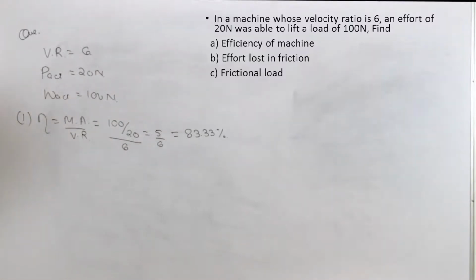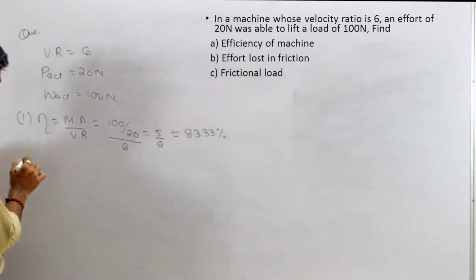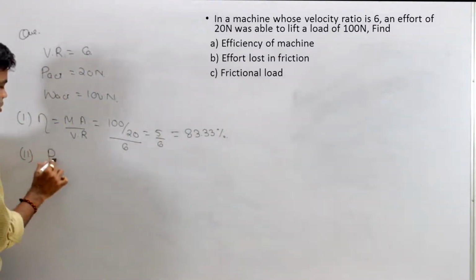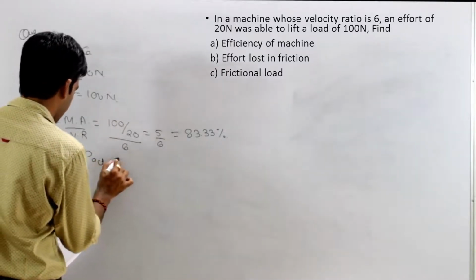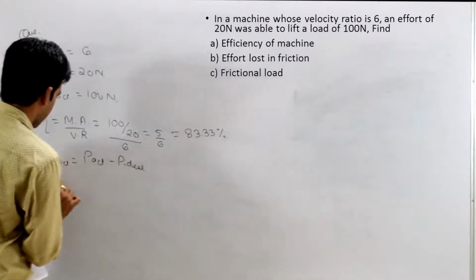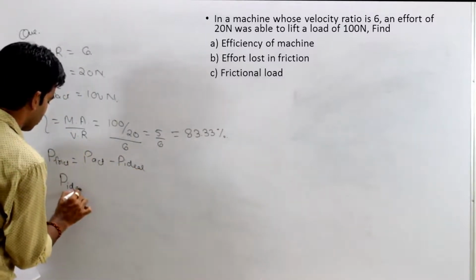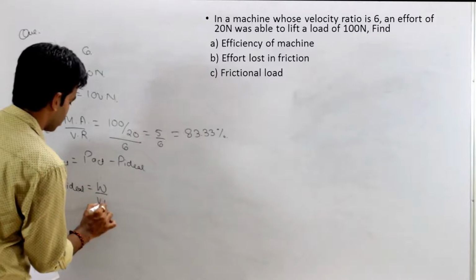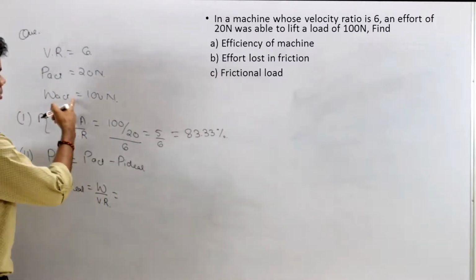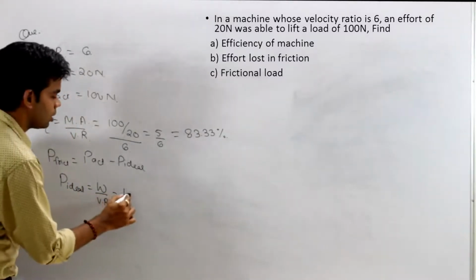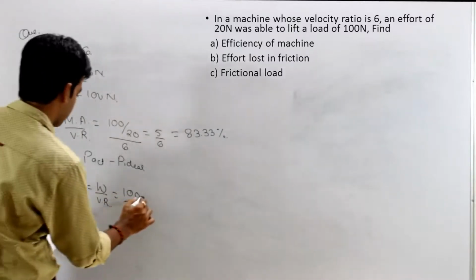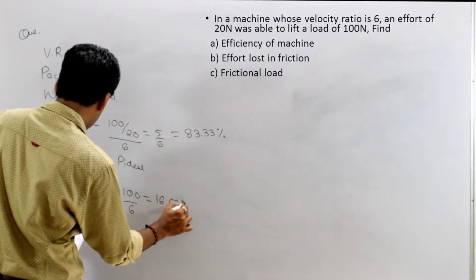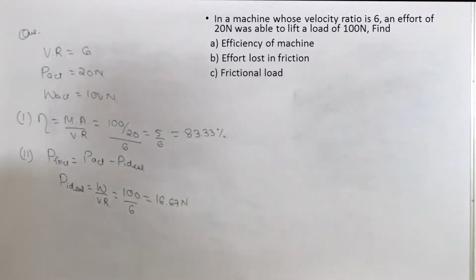Second, effort lost in friction. Okay. Now, how much effort is lost in friction? For that, I told you, P friction is nothing but P actual minus P ideal. Okay. And P ideal we can determine. I told you the formula is equal to W upon velocity ratio. Okay. So the actual weight to be lifted is 100 Newton. The velocity ratio given is 6. Okay. So from here, this P ideal will be equal to 16.67 Newton. P ideal.